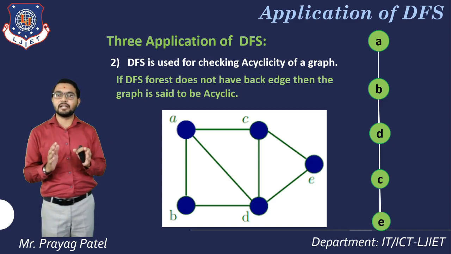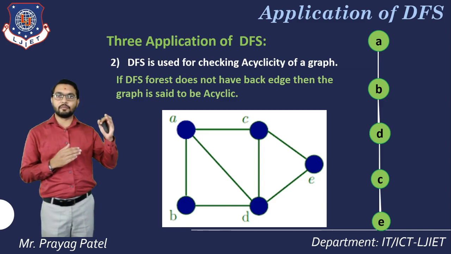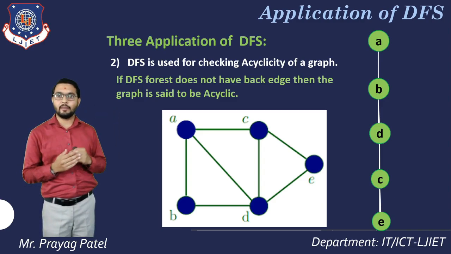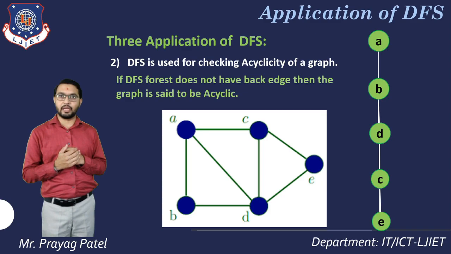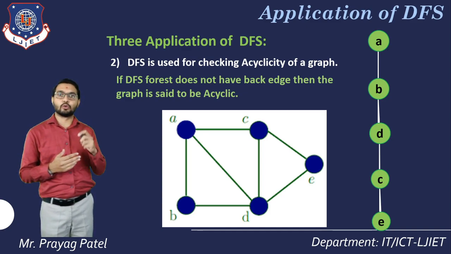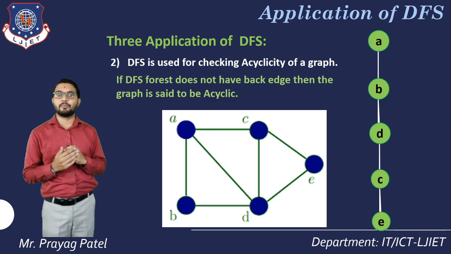In this graph, consider the remaining edges as back edges. Consider we follow the path from A to B, B to D, D to C, and C to E. Here A to D is a remaining edge, D to E is a remaining edge, and also A to C is a remaining edge. So these three edges are considered back edges.